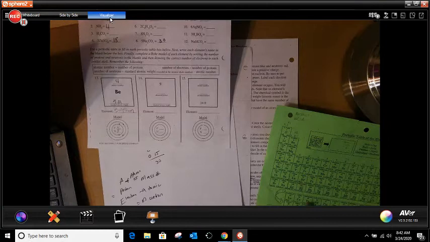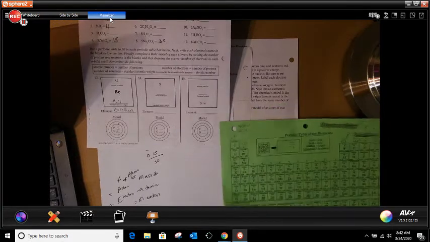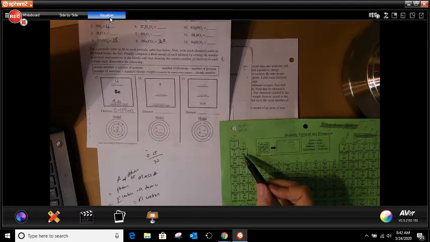So the first problem that we have here is beryllium. For beryllium, we're going to look on a periodic table. We're going to find it. Well, there's beryllium right there. Atomic number first, which is number 4, right? And then the AMU is 9.01. Write down the name of what it is there.